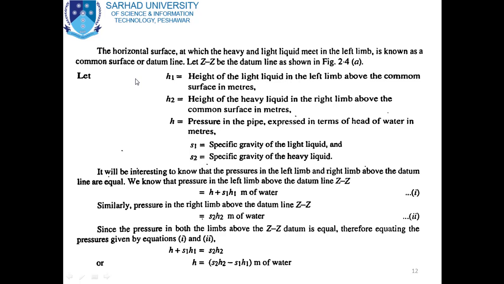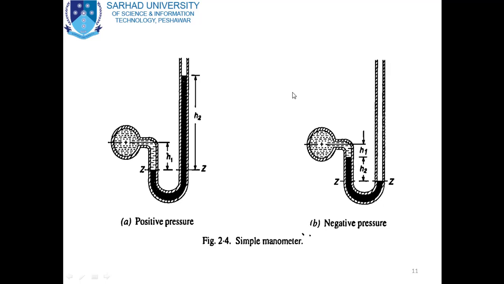The horizontal surface at which the heavy liquid and light liquid meet in the left limb is known as the common surface or datum line. Let ZZ be the datum line as shown in figure 2.4a. This is the point at which the liquid in the pipe and the liquid in the tube meet, known as the common surface or datum line, denoted by ZZ.